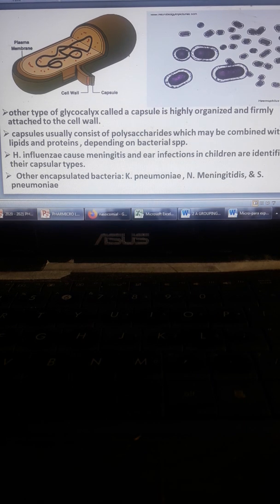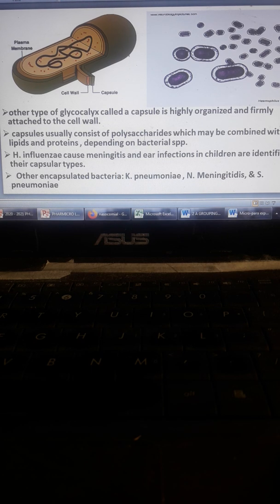To continue with our discussion about the capsules, we have another type of glycocalyx called the capsule. It is highly organized and firmly attached to the cell wall. So we have the plasma membrane, the cell wall, and the capsule. Usually it protects the entire cell during bacterial penetration, as a defense structure against the host cells.